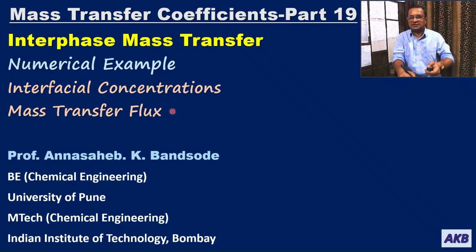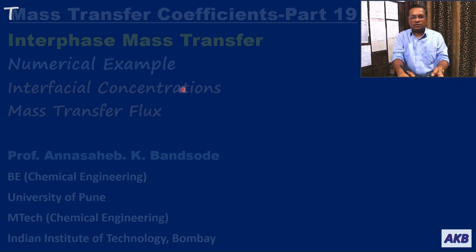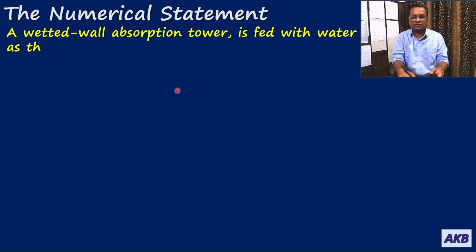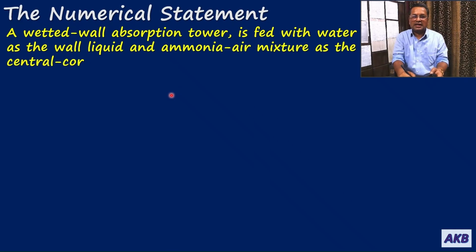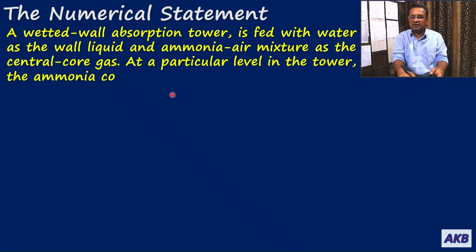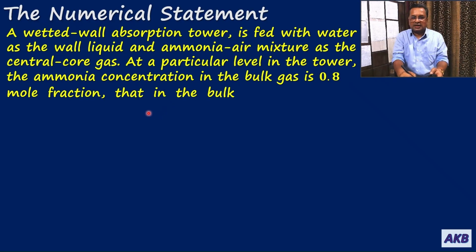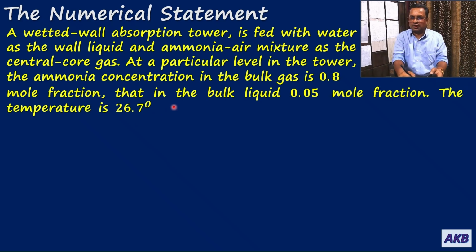So let us begin the discussion. To start with, we will look at the numerical statement. A wetted wall absorption tower is fed with water as the wall liquid and ammonia-air mixture as the central core gas. At a particular level in the tower, the ammonia concentration in the bulk gas is 0.8 mole fraction, and that in the bulk liquid is 0.05 mole fraction.